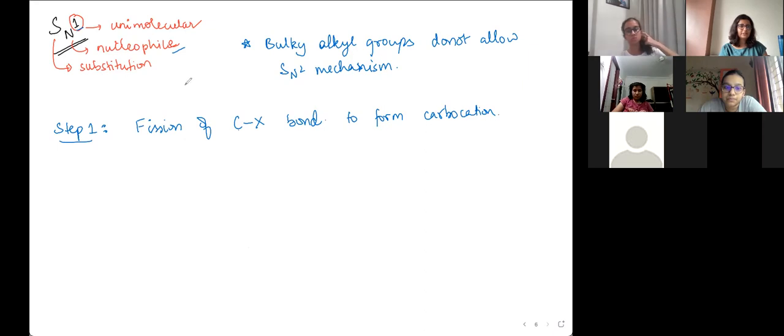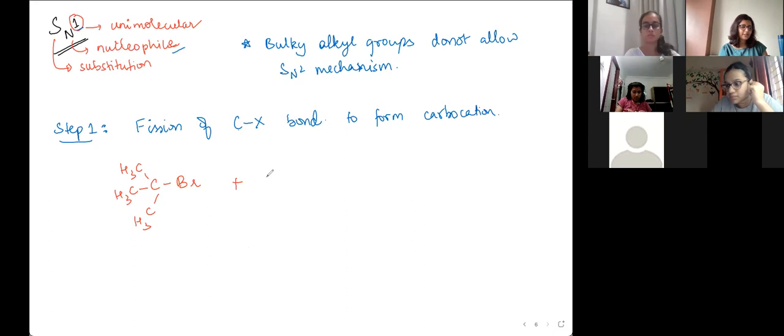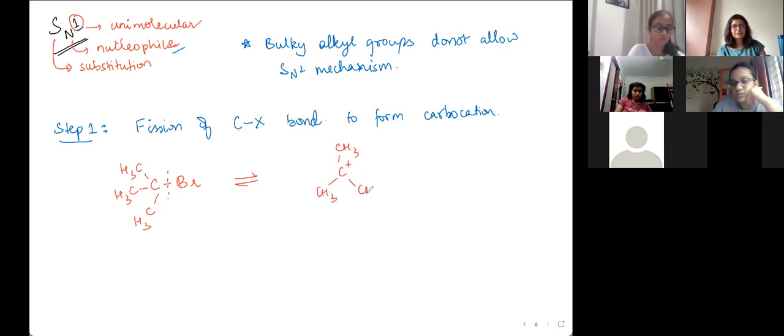So again, SN1 prefers tertiary, right? Opposite of SN2. So when we have C-Br, CH3, attacked by OH-, it cannot attack from behind. So what this does is, in the first step, this bond breaks to form a carbocation, CH3 plus, and Br-.